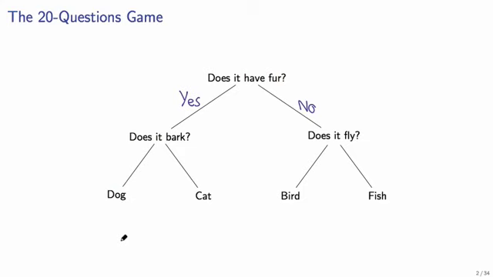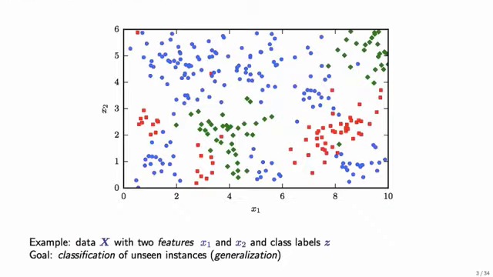So let's look at a dataset. Right here, we have a dataset X with two features, X1 and X2, and some class labels Z, which you can see as the color of the individual points in the image. So we have three classes here: red, green, and blue. And our goal is classification of unseen new data points, which is a very common task in machine learning.